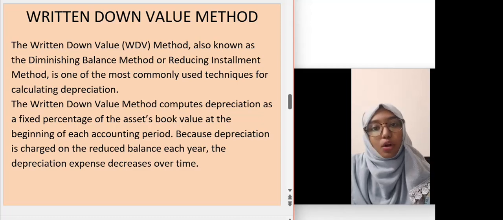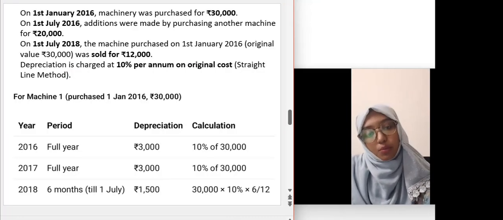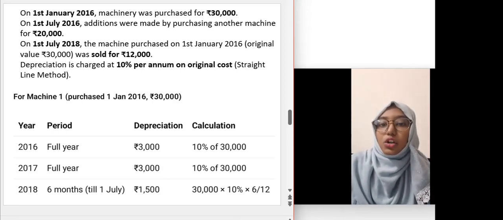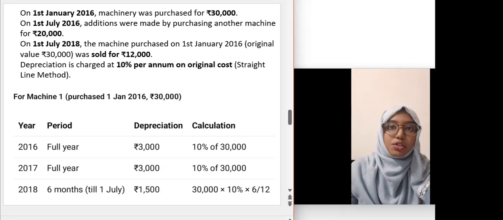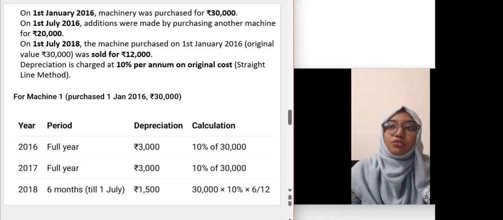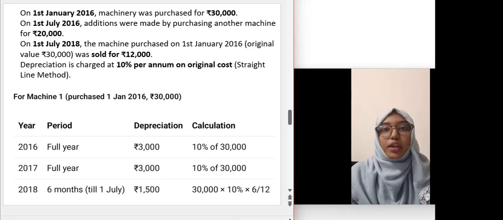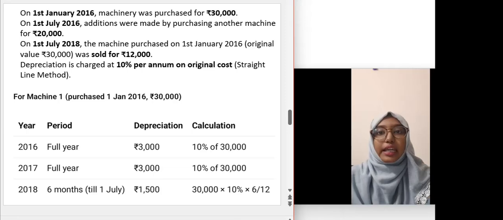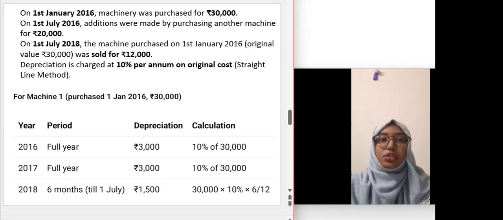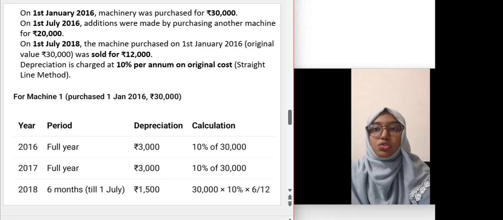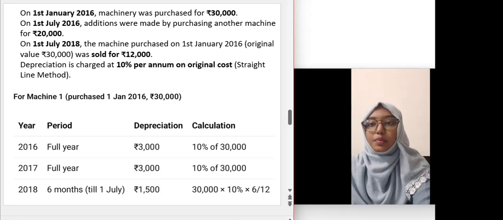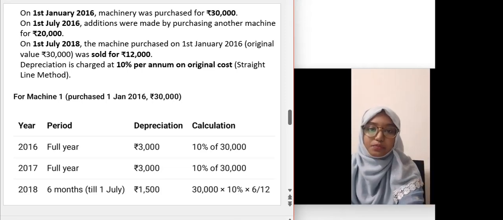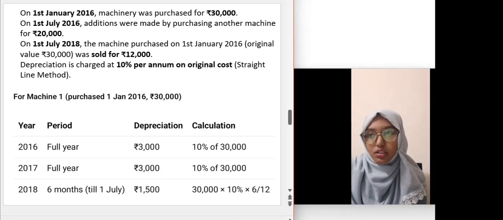Now we'll move on to the problem. We will see one problem under the straight line method and also under the written down value method. The question goes like this. On 1st January 2016, machinery was purchased for 30,000. On 1st July 2016, additions were made by purchasing another machine for 20,000. On 1st July 2018, the machine purchased on 1st January 2016, original value 30,000, was sold for 12,000. Depreciation is charged at 10% on the original cost method, which is our straight line method. The straight line method is also known as the original cost method.